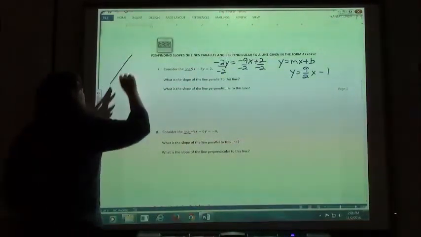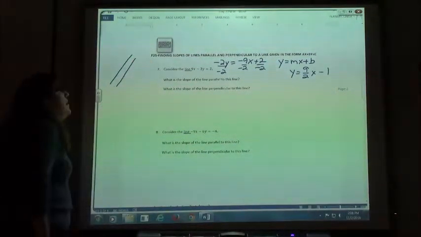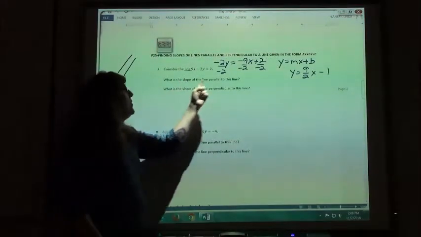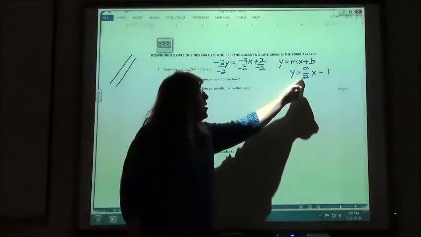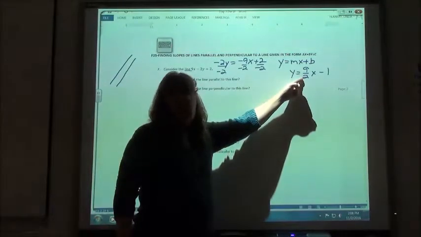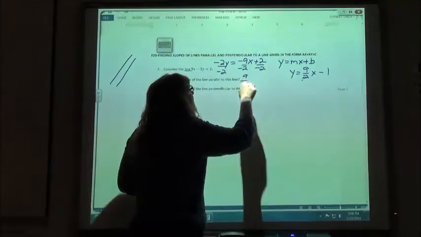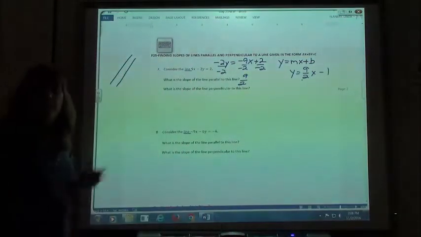If my two lines are parallel, the slopes or the slant of the line should be the exact same thing. So, what would be the slope of the line that's parallel to this line? Well, it should have the exact same slope. So if the slope of this line is 9/2, then the slope of this line is going to be 9/2. It's going to be the same thing.